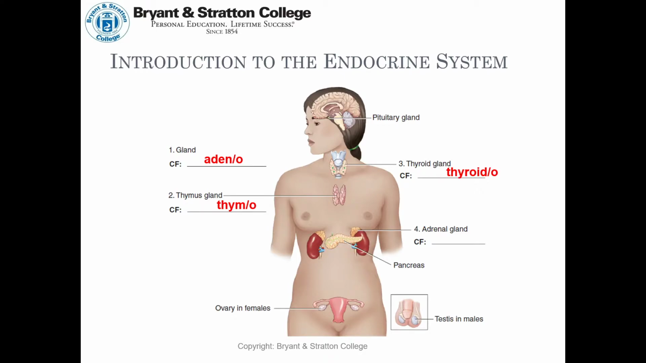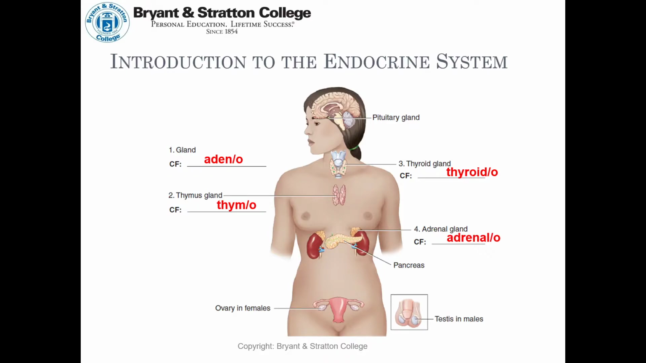Thyroid. This one's actually very straightforward. It's thyroid. That's literally the root for thyroid. The thyroid gland has a very important role in metabolism. People with hyperthyroidism have very fast metabolism. People with hypothyroidism have very slow.